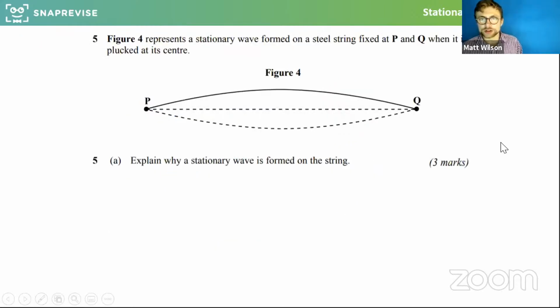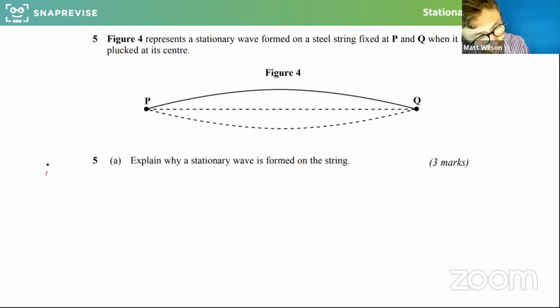Right, okay, let's have a go at a question. Figure 4 represents a stationary wave formed on a steel string fixed at P and Q, which has been plucked at its center. Okay, 5A. Explain why a stationary wave is formed on the string. Now, we did a lot of work to understand exactly why we get this wave that can't move left or right. But actually, what we have to say in the end, the stock answer, isn't as complicated. So this is something you almost want to end up having learned by rote in the end.